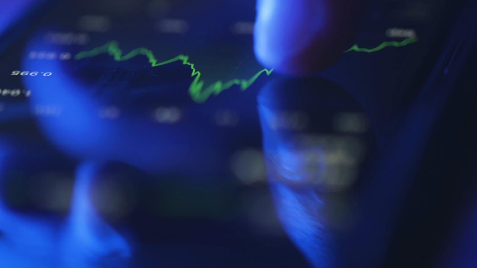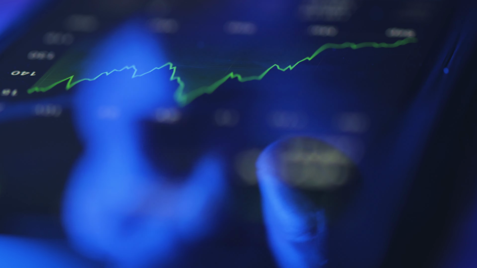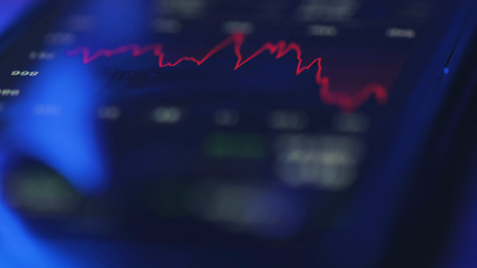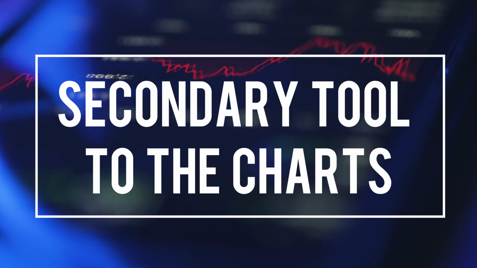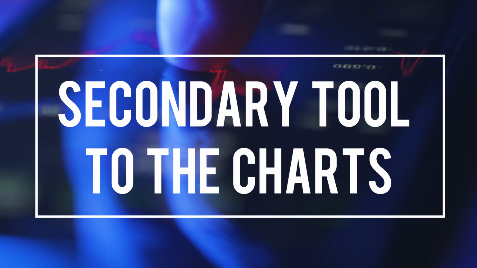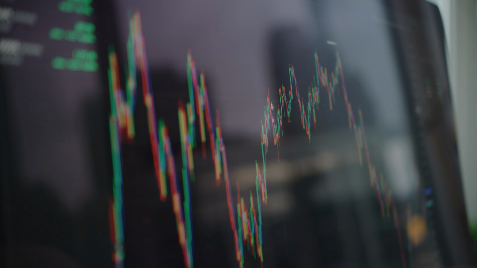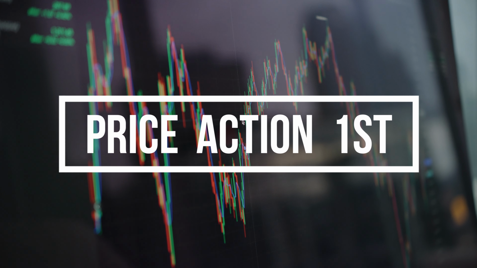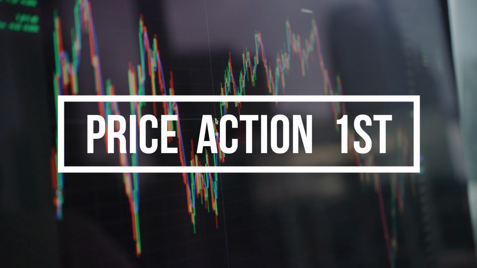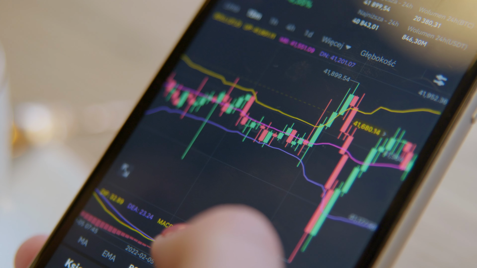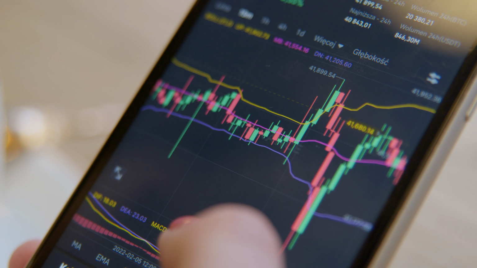Delta can be used in many different ways, but the way you should use it to best complement the style you're developing is as a secondary tool to the charts, not a primary tool. What this means is that you should adopt a price action first principle, using delta as heavy backing behind trades that are firstly formed on the charts.